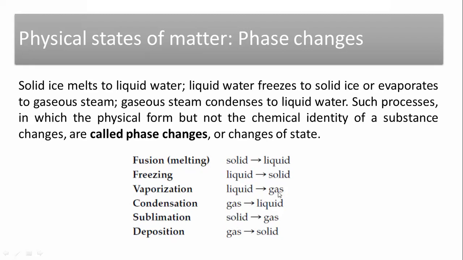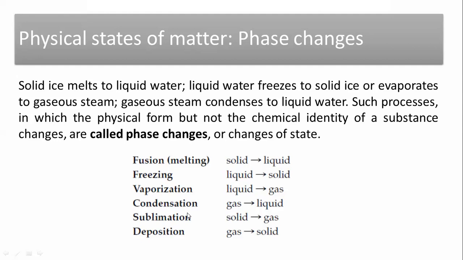And second, these two processes, alternative to each other, are called evaporation or vaporization. Vaporization is when liquid turns to gas. Again, when water is converted into steam, this process is called vaporization. And the reverse of this one is called condensation, when the steam is converted into the liquid, which means the gas is converted into the liquid.